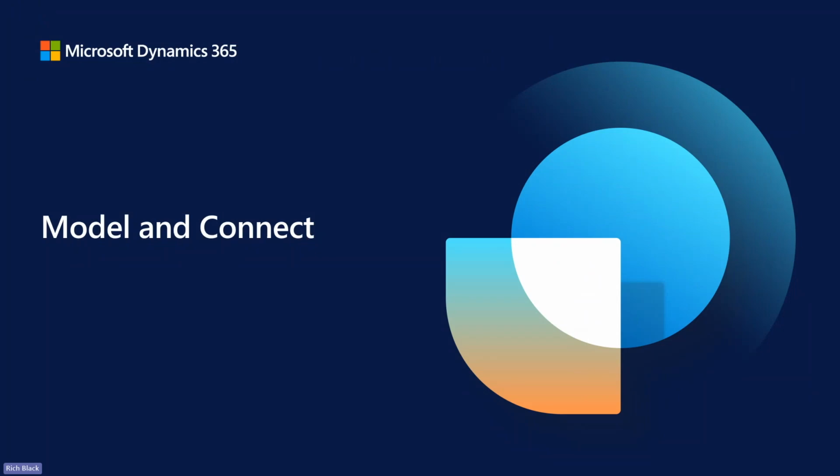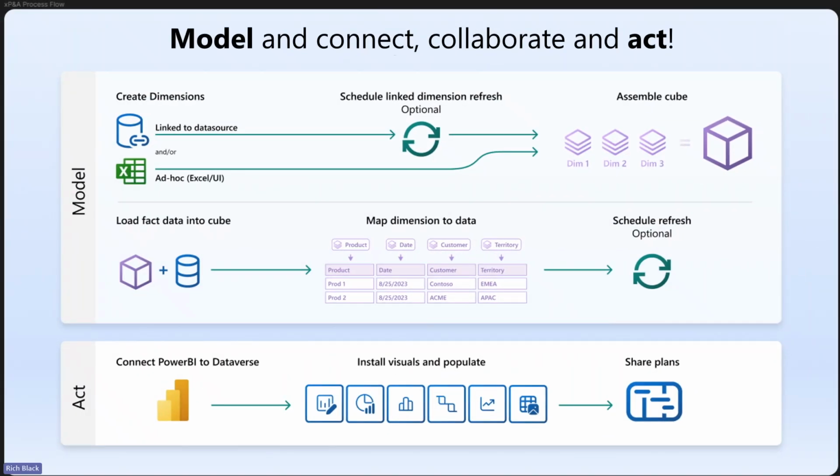So next we're going to review and discover some of the core concepts here for working with business performance planning, including model and connect, and collaborate and act. I think that this next slide distills some of the aspects of those concepts and provides a helpful depiction of the activities that we need to implement our planning processes.